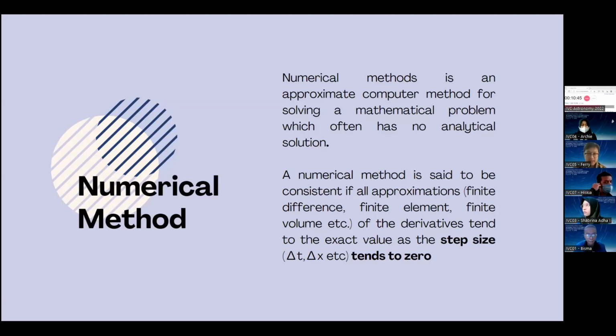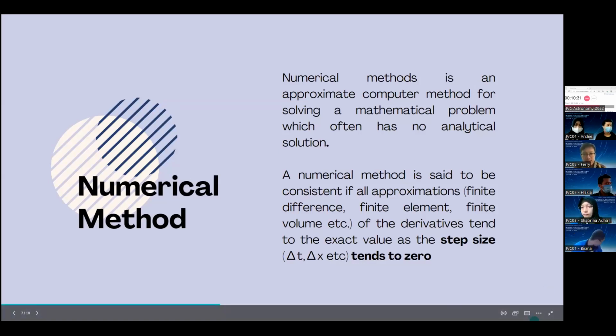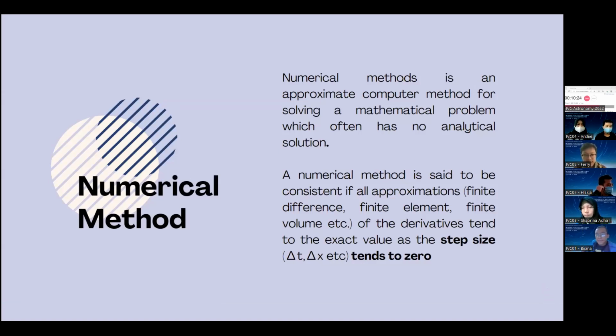So numerical method is an approximate computer method for solving a mathematical problem which often has no analytical solution. A numerical method is said to be consistent if all approximation of finite difference, finite element, finite volume, etc. of the derivatives tend to the exact value as the step size, delta t, delta x, etc. tends to 0.